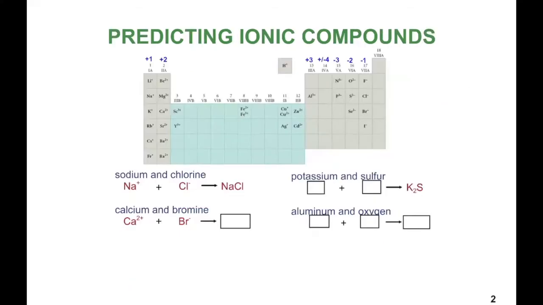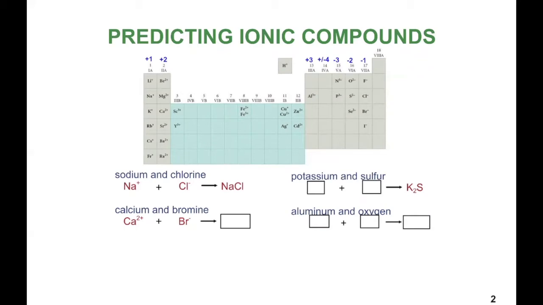Now, the next thing I want to talk about in this chapter is predicting ionic compounds. And the first example we'll talk about is NaCl. When we have sodium and chlorine and we put that together, it's going to exist in one way. We recall it's an ionic bond because one is a metal and one is a nonmetal.